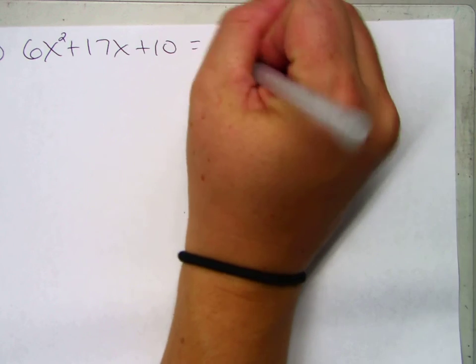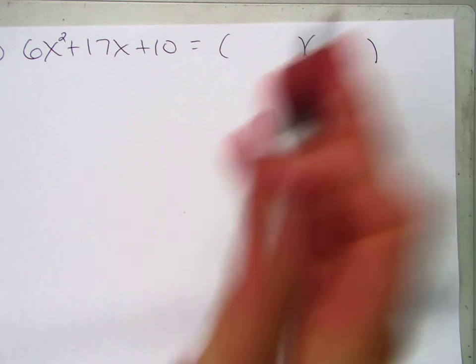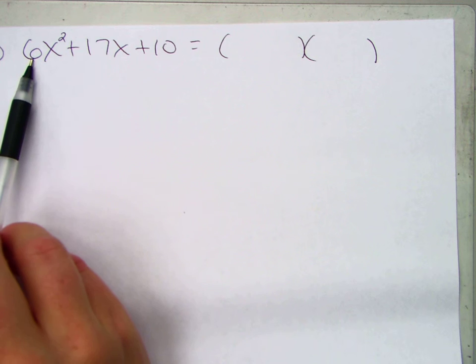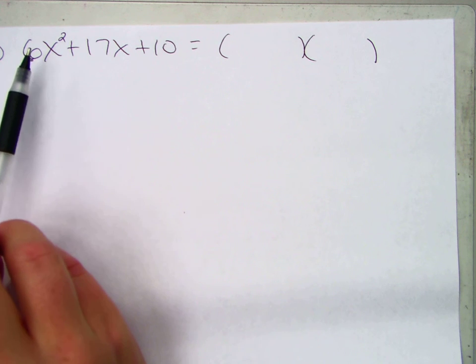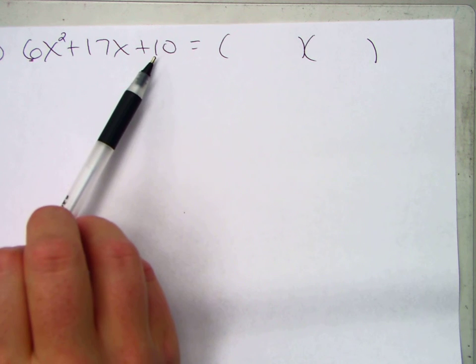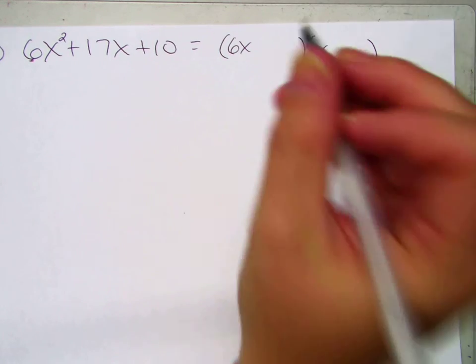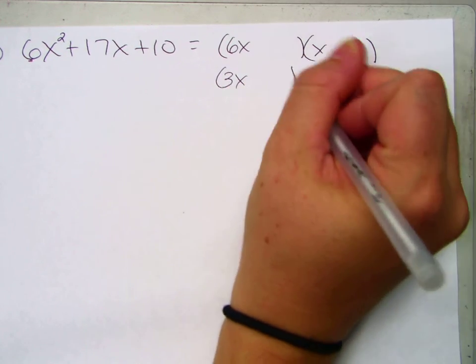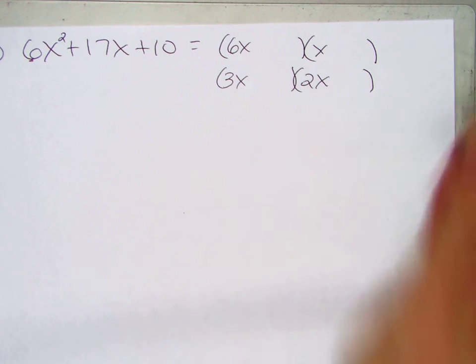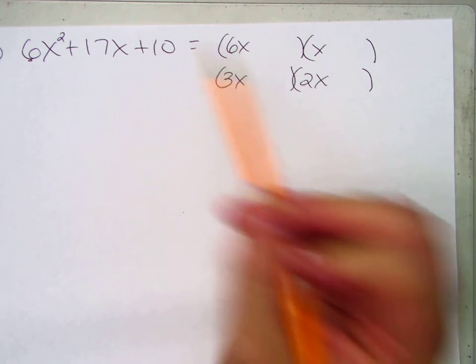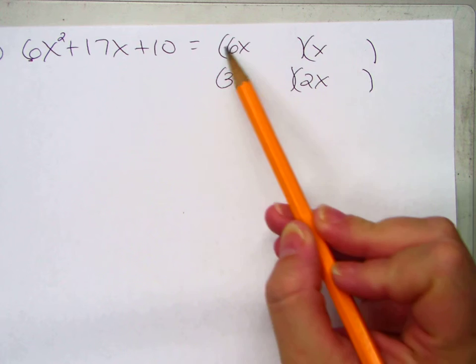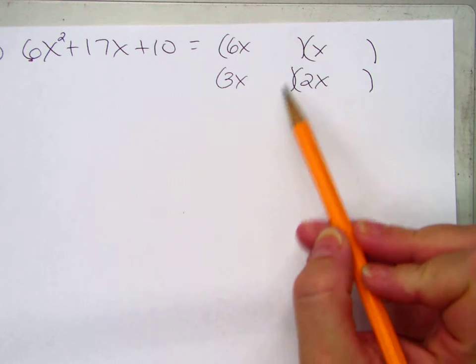I'm going to do it in my head first because I like doing it in my head. All right. So now this one's a little harder because I have that 6 there, because it could be 6x and x or 3x and 2x. So let's figure this out. So 10 is 10 and 1. So if I put the 10 here, that's 60. That's definitely not going to work.